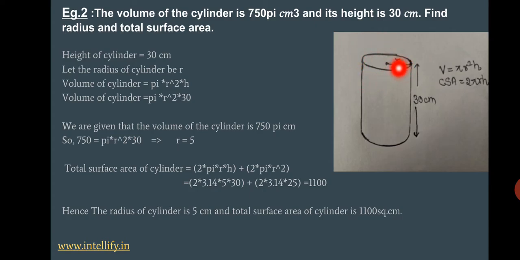The volume of the cylinder is 750 pi centimeter cube and the height is 30 centimeter. So first draw the cylinder, and this height is 30 centimeter according to the question, and we know very well the volume of a cylinder is pi r square h. So equate both of these: 750 pi is equal to pi r square h. We get very easily the radius is 5 centimeter, and the total surface area is the sum of the curved surface area and the circles of top and bottom, which is 2 pi r square. So in total we get 1100 centimeter square. This is the total surface area of the cylinder.